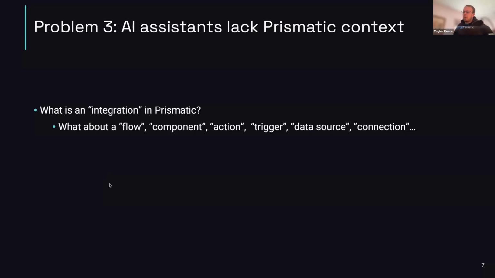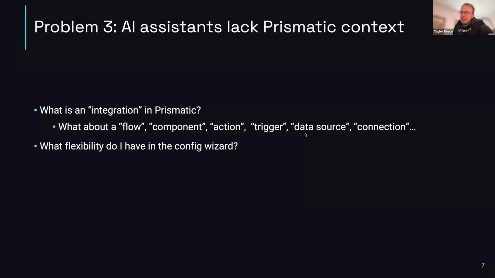What is a flow or a component, an action, a trigger, a data source, a connection? All of these are pretty loaded terms that have meanings in other contexts, but it doesn't necessarily know that a data source in the Prismatic context means, in the config wizard, a thing that dynamically fetches data and presents your user some series of options in a drop-down menu or a JSON form or whatever.